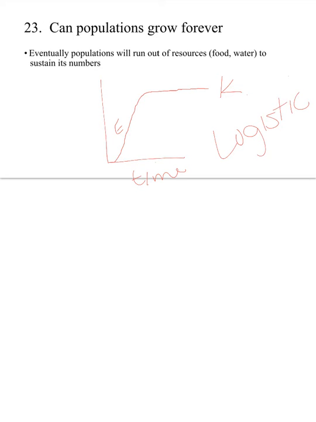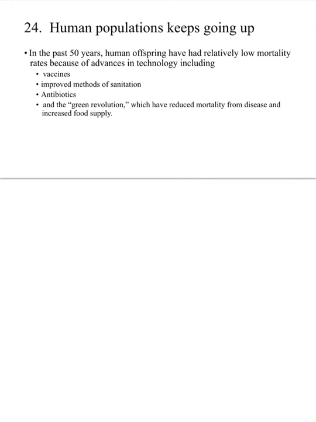Eventually, populations are going to run out of resources, food, water, etc. There's going to be competition, and so there's a limit to what a population can hold. Why do human populations keep rising? It's because we have many advances in technology, like vaccines, better sanitation, and antibiotics for sicknesses, so obviously we can live a lot longer now than we have in the past.